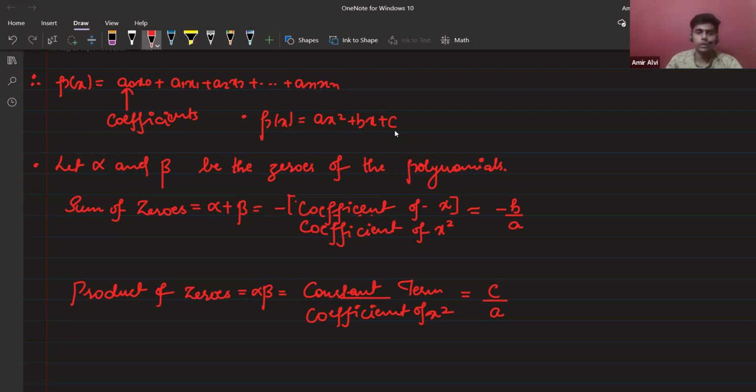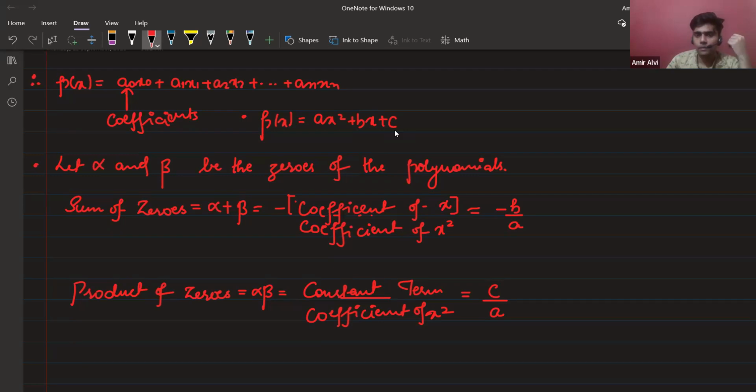Okay, so this is for a quadratic polynomial. Can anybody tell me, if the polynomial is cubic, what will be the roots? What will be the name of the roots? Cubic polynomials. For a cubic polynomial, what will be the third root?